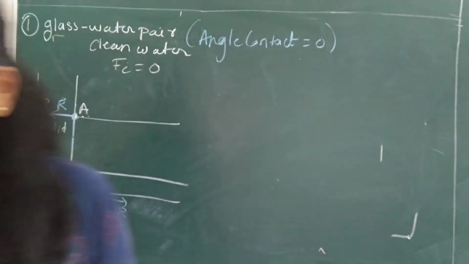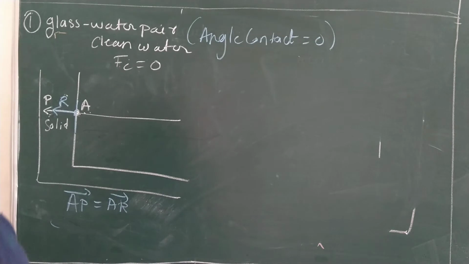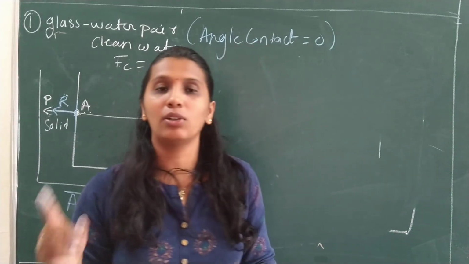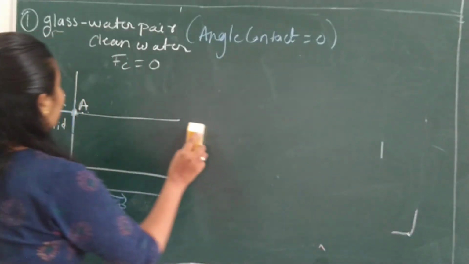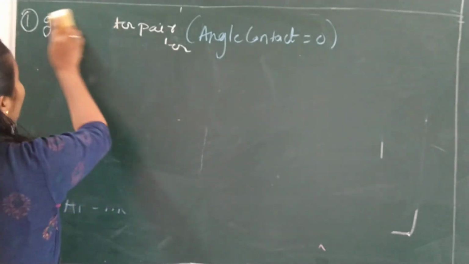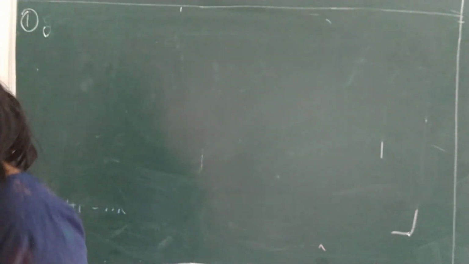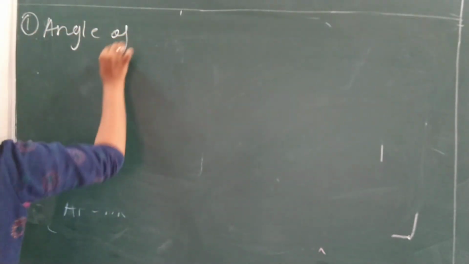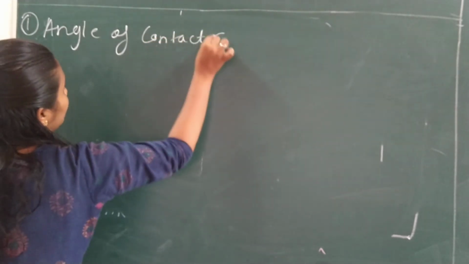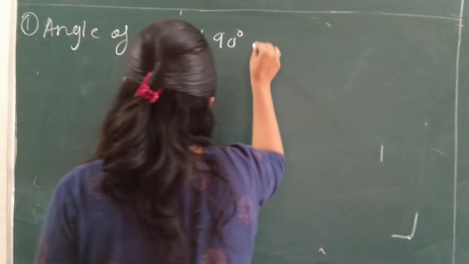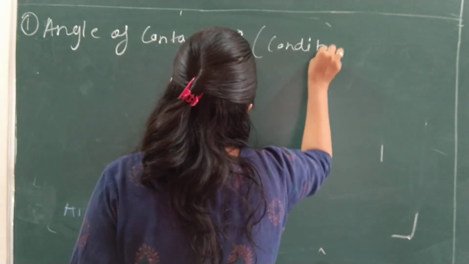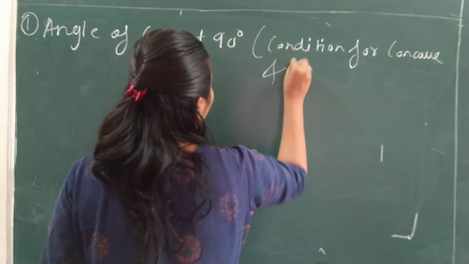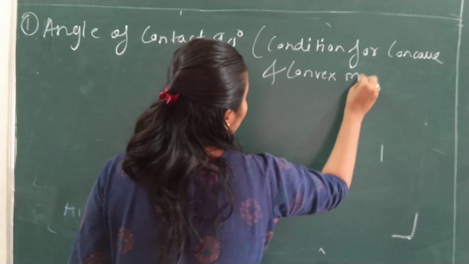The last but not the least, one more thing is given in your textbook. The last condition, that is angle of contact 90 degree, and the condition is for convex and concave meniscus. So for that condition we will go, when the angle of contact is 90 degree.